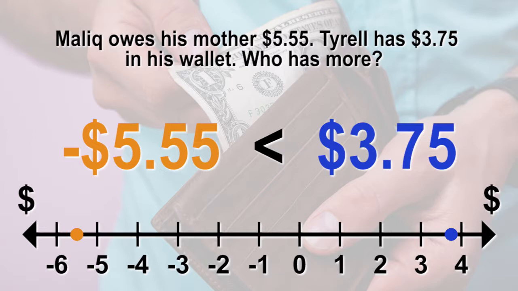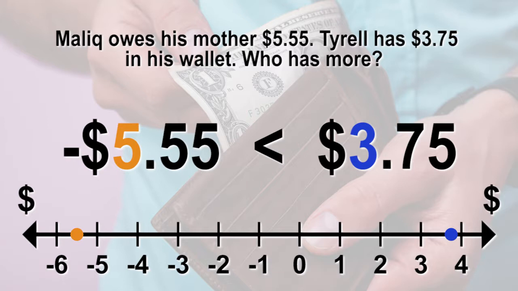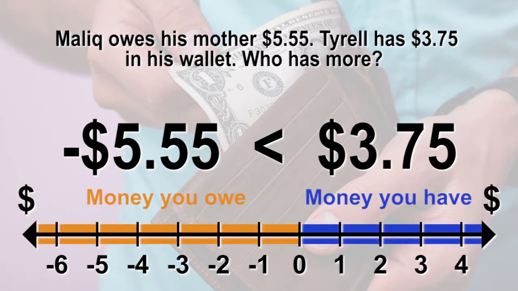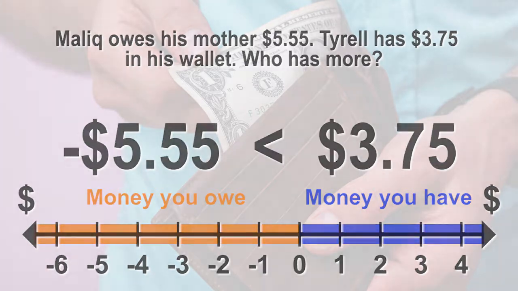Students might misconceive the inequality as they know that 5 is a bigger whole number than 3, but that's where we discuss the context with the negative numbers. Would you rather have $3.75 in your wallet that is yours to spend, or would you rather owe someone $5.55 that you do not have? The positive amount shows that you have the money. The negative shows that you owe it. Students learned that positives are larger than negatives.